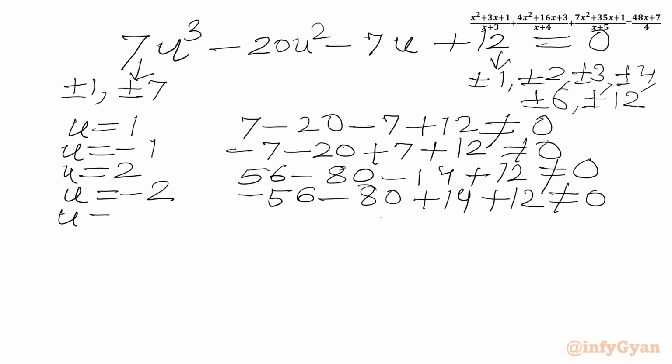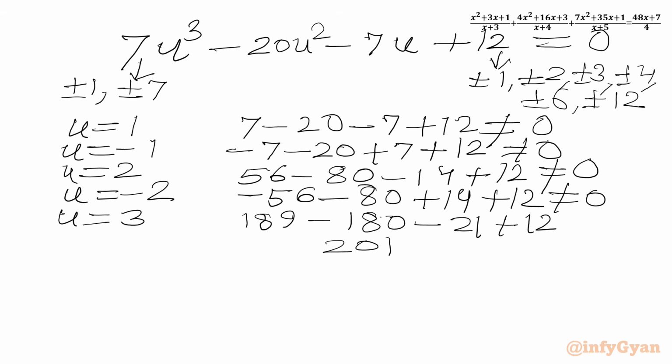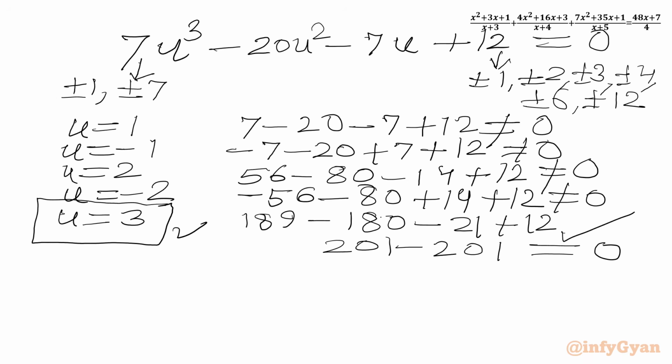Let us check u equal to 3. 3 cube is 27. 27 times 7 is 189. Minus 20 times 9, we will write 180. Minus 7 times 3, 21, plus 12. So 189 plus 12 is 201. Minus 180 minus 21 is minus 201. So this time it is satisfying our equation. We will say u equal to 3 is our base solution.